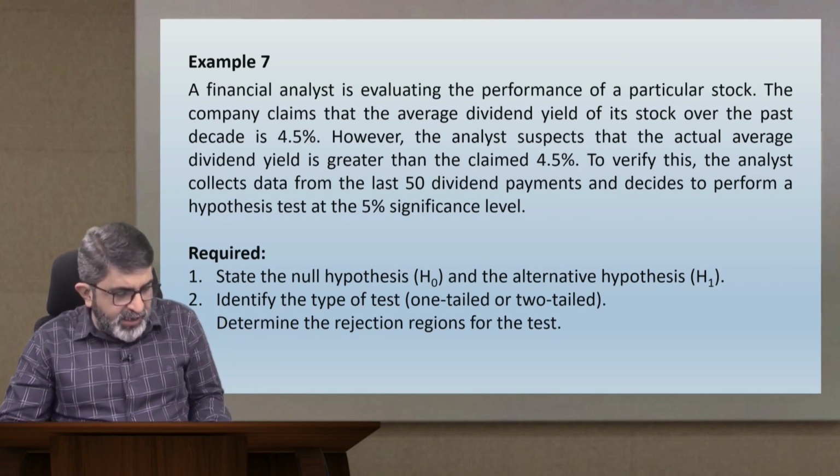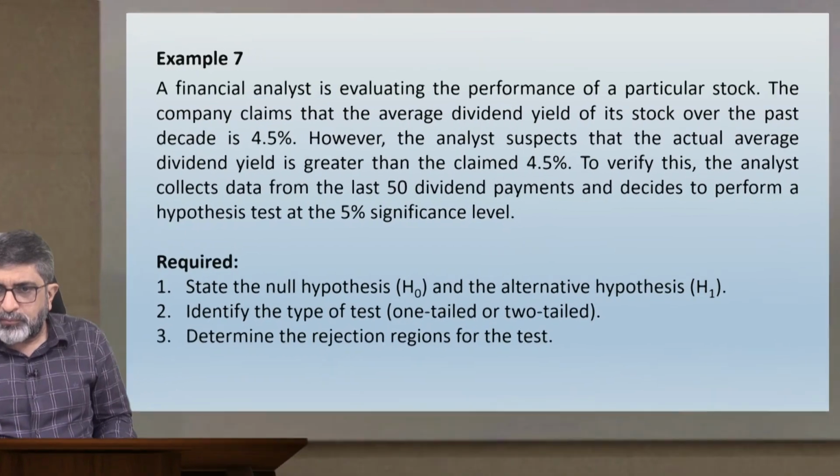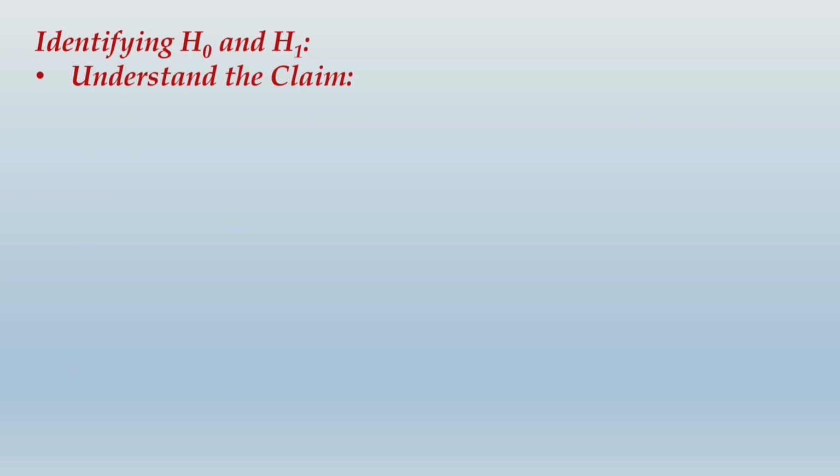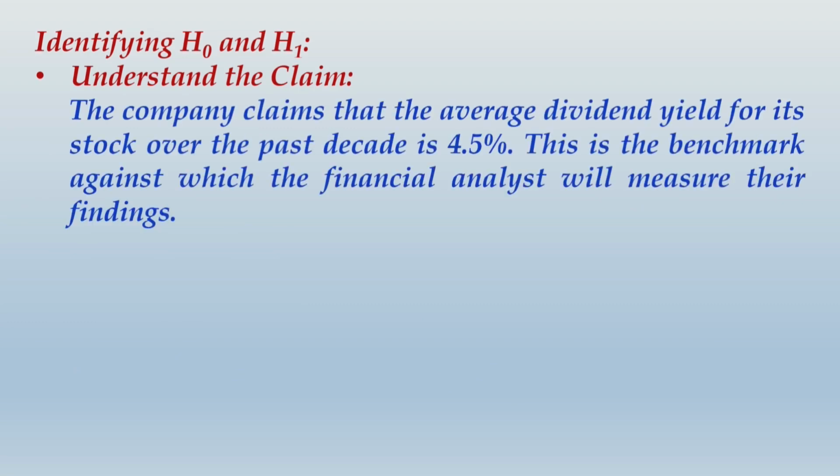So let me help you with the approaching the solution part. So in your solution, you get started with writing identifying H0 and H1. So first you have to understand the claim. The company claims that the average dividend yield for its stock over past decade is 4.5%.